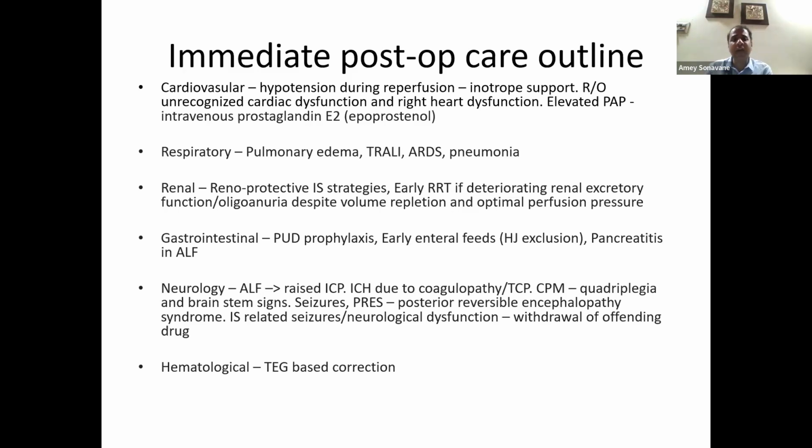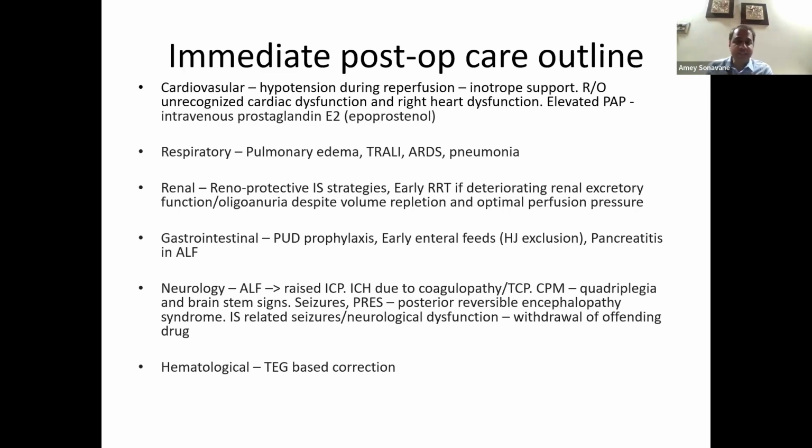But if these patients are still oliguric or anuric post-transplantation, despite good volume repletion and despite maintaining an optimal perfusion pressure, we should consider early renal replacement therapy. This at least supports the kidneys and helps these patients have a faster recovery and a better prognosis when they develop renal dysfunction.